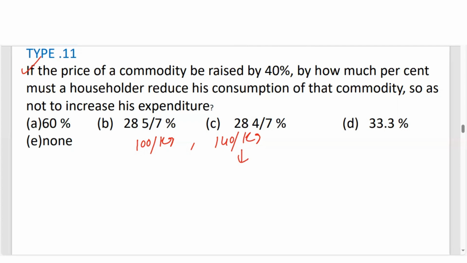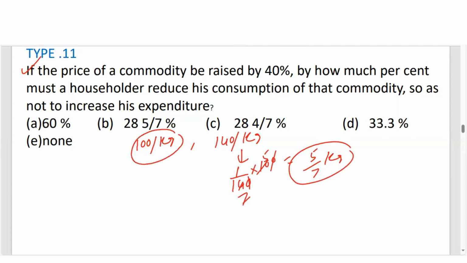140 rupees for 1 kg. So 1 rupee gets 1 by 140, and in 100 rupees, multiply by 100. So this 0 cancels, and this is 5 and this is 7. So what he got is 5 by 7 kg in 100 rupees. Previously he was getting 1 kg in 100 rupees, but now he is getting 5 by 7 kg in 100 rupees, right?